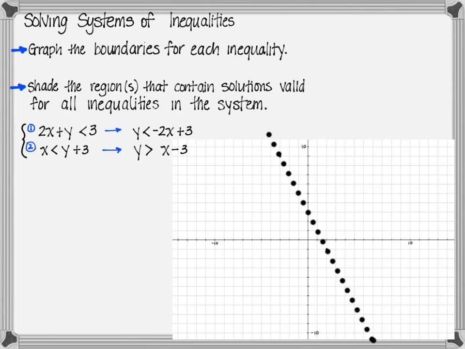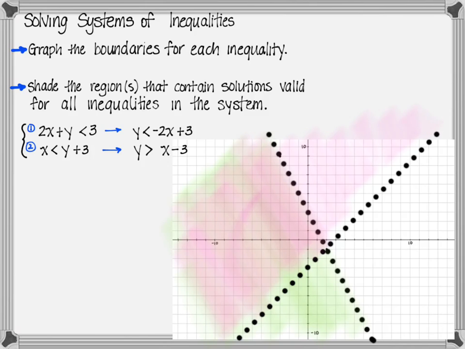So I'm graphing the first inequality, y less than negative 2x plus 3, and that would be all of that green shaded area. And notice that the line is a dashed line because this is less than and not equal to, so it's a dashed line. The second boundary, which is y greater than x minus 3, I graphed x minus 3, and to have all the y's that are greater than that, I shade all that pink area there.